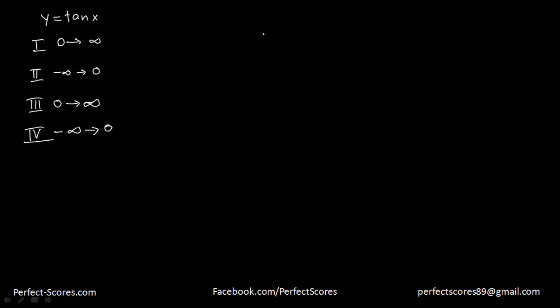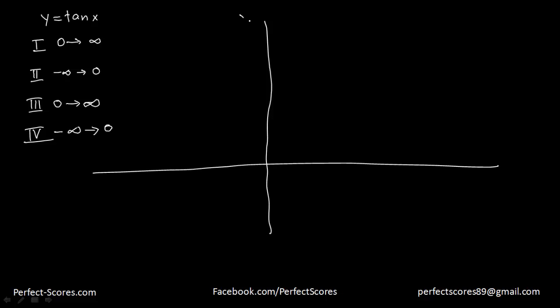Now, if I draw the graph, this is the y coordinate, this is the x coordinate, and this is 0. Let's say this is pi by 2, and this is pi. This is 3 pi by 2, and this is 2 pi. Similarly, over here, negative pi by 2, negative pi, negative 3 pi by 2, and negative 2 pi.